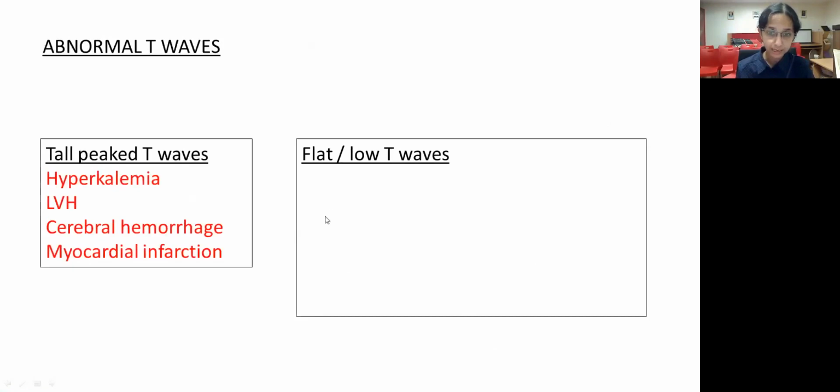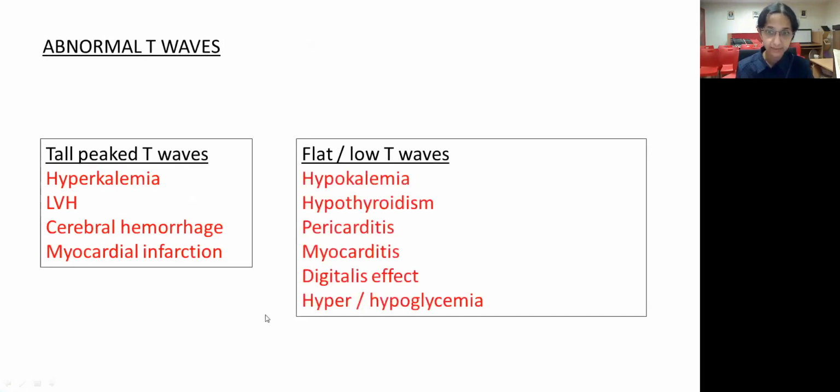On the opposite side, you have flat T waves where you have hypokalemia, and also situations where you have repolarization abnormalities, which are typically seen in pericardial disease, myocardial disease, or digitalis effect. These are the situations where you see repolarization abnormalities, and hypothyroidism, where overall your complexes are low, you also have flat T waves. So this is about the T wave.